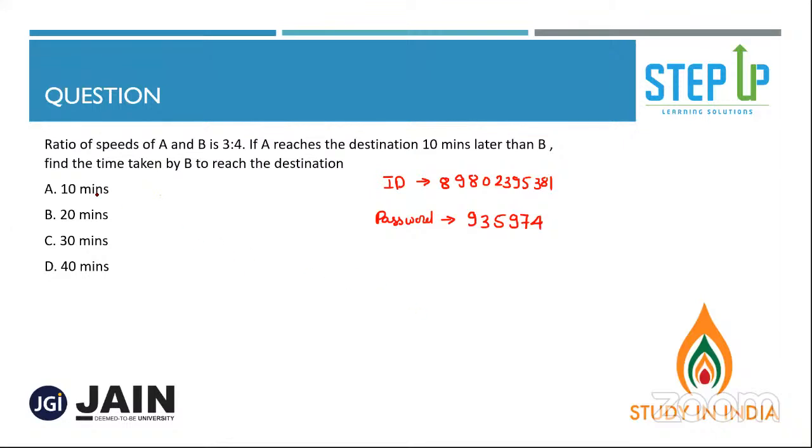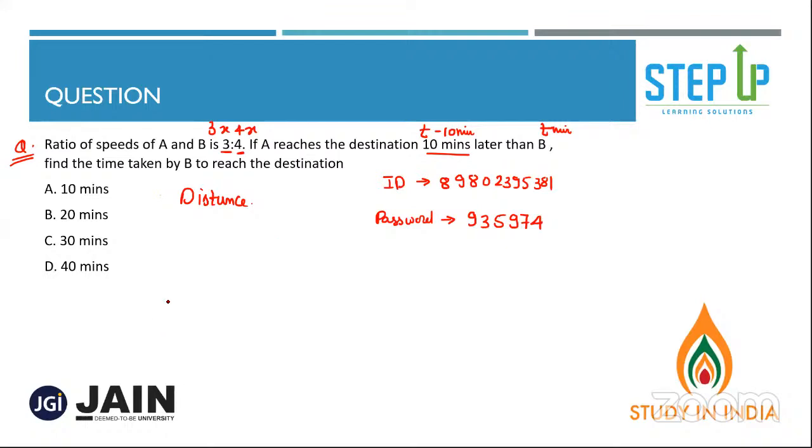Coming to this, can anyone tell me in this question, what is constant? Distance. Awesome. So distance is constant. Very good. So the ratio of speed of A and B is 3 and 4, so let's say 3x and 4x. Now, if A reaches the destination 10 minutes later than B, let's say B is taking t minutes, then A would be taking t plus 10 minutes.